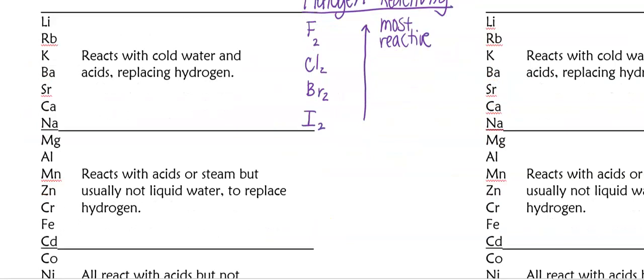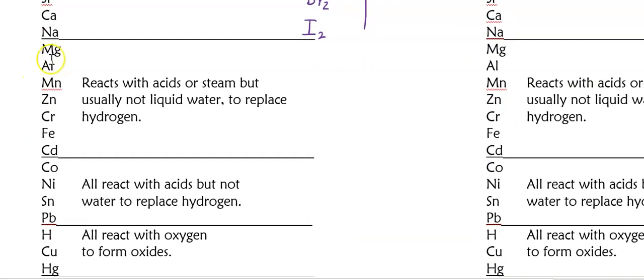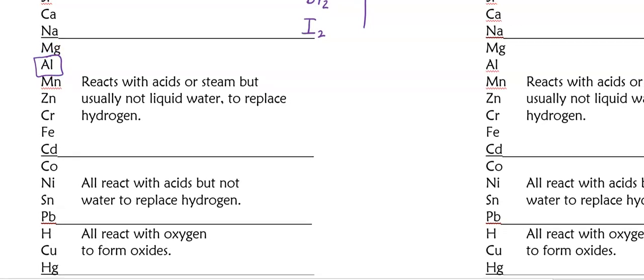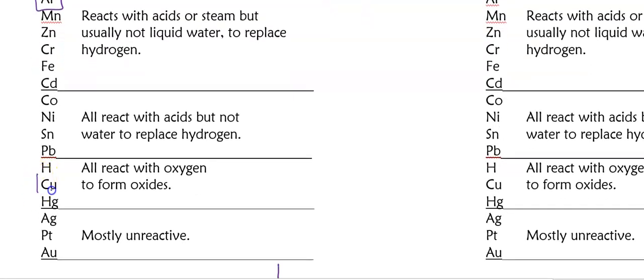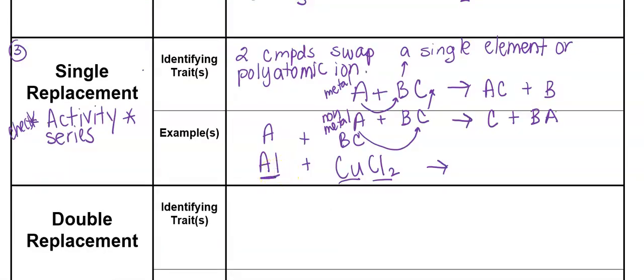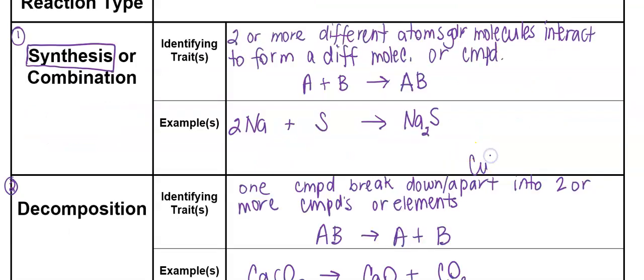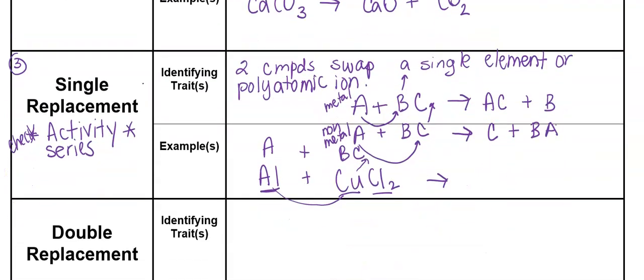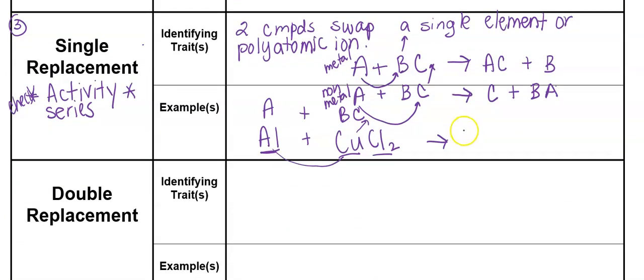So we need to check that activity series. We'll look up aluminum. Aluminum is right here. And then if we look up copper, copper is further down. So aluminum is more reactive than copper, and copper would be pushed out and swapped. So in this case, this will actually occur. Then copper is by itself, and we have aluminum chloride.